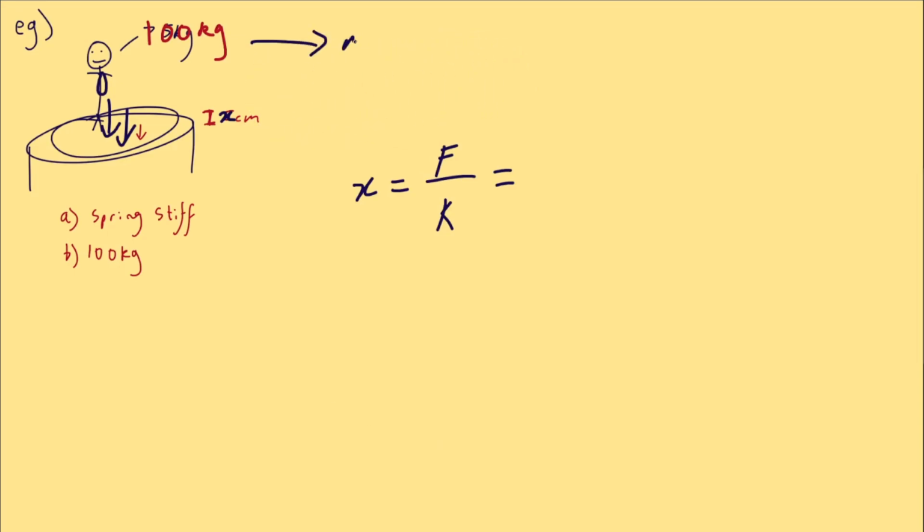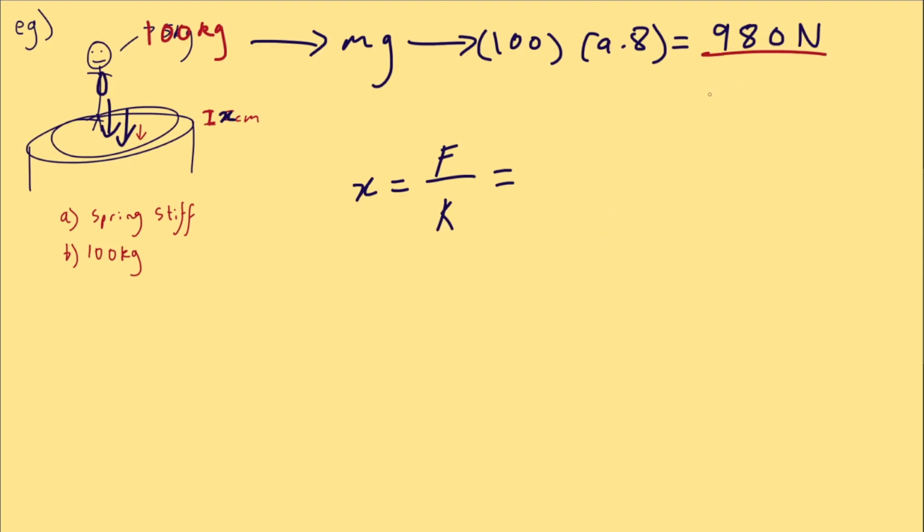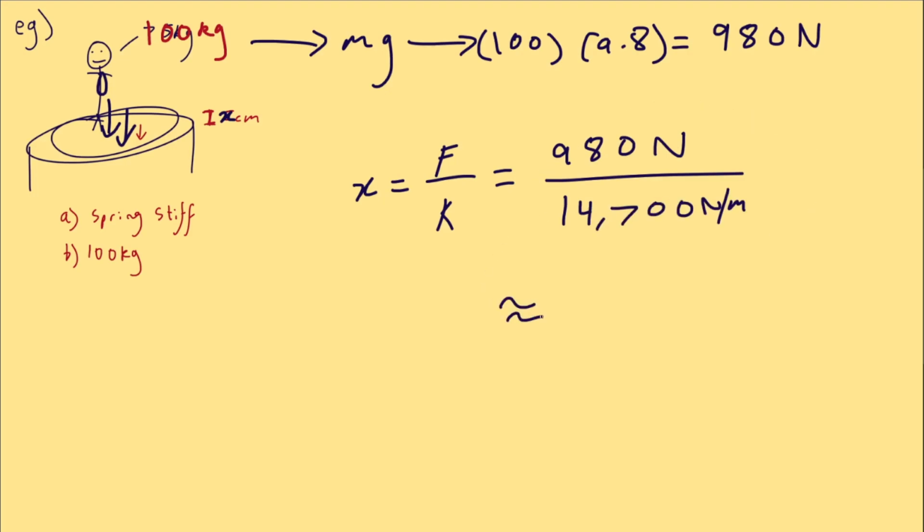The weight of the guy is given with mg, which is 100 times gravity, which is 980 newtons. So if you remember, our last guy was 735 newtons. We also know K. We found it in the first problem. It was 14,700. The answer for this is roughly 6.7 centimeters.